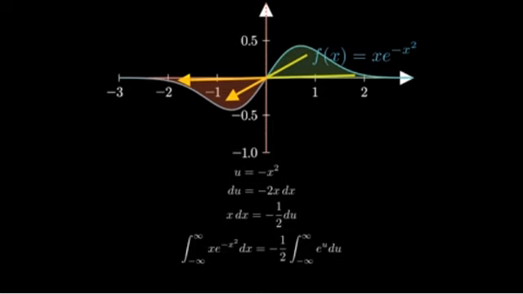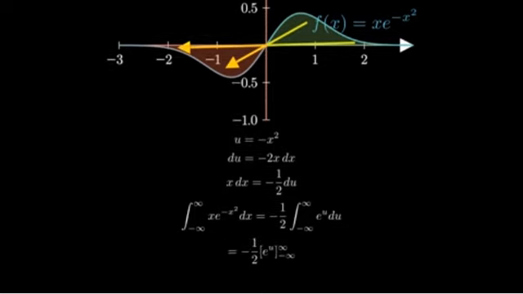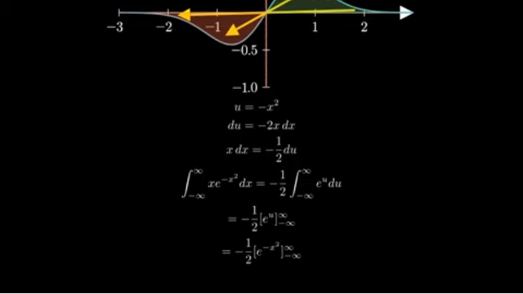Next, we can evaluate this integral. This becomes negative 1/2 times e to the u evaluated from negative infinity to infinity. Substituting back u equals negative x squared, we get negative 1/2 times e to the negative x squared evaluated from negative infinity to infinity. When we evaluate this, as x approaches infinity, e to the negative x squared approaches 0. And as x approaches negative infinity, e to the negative x squared also approaches 0. So we get negative 1/2 times 0 minus 0, which equals 0.